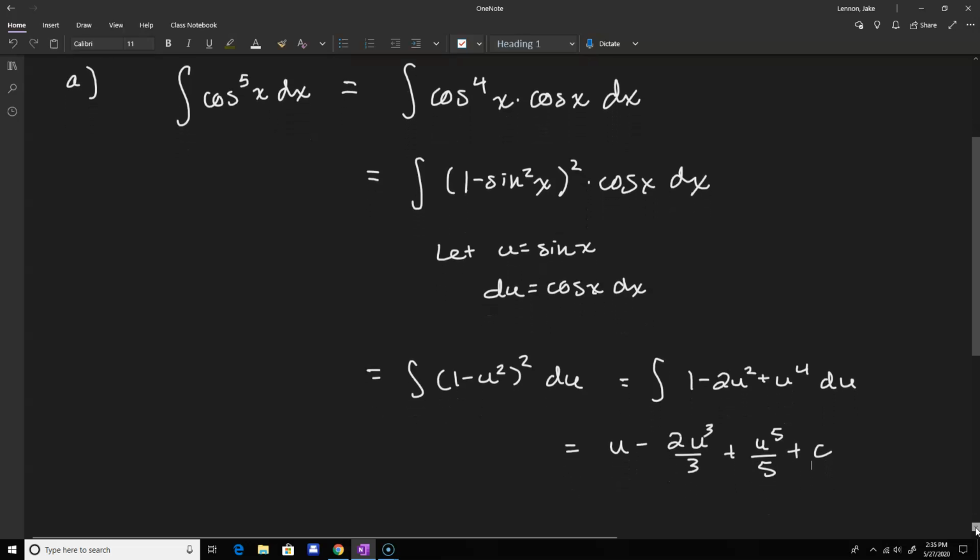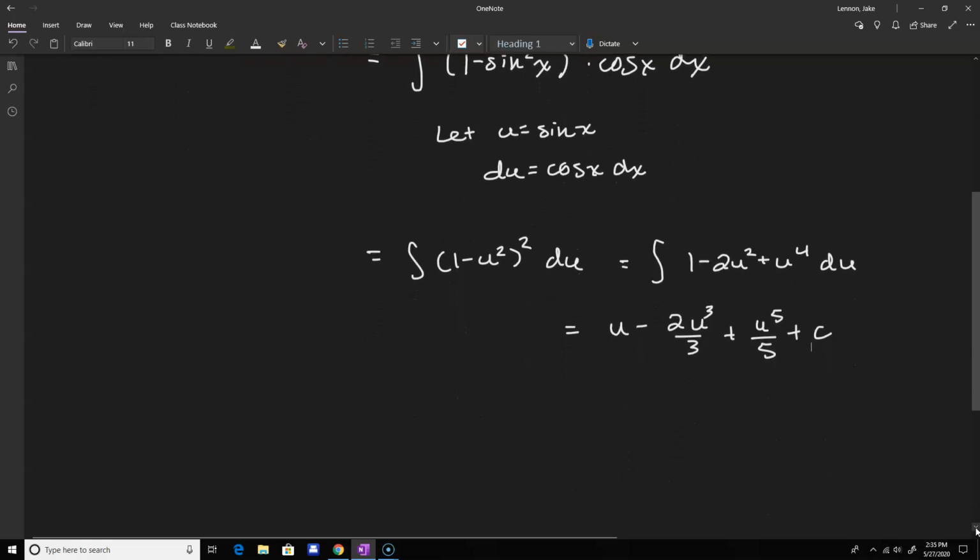So we can change that u back into the sine of x. Our antiderivative for the original integral is the sine of x minus 2 sine cubed of x over 3 plus sine to the fifth of x over 5 plus a constant. And that's the antiderivative for part A.